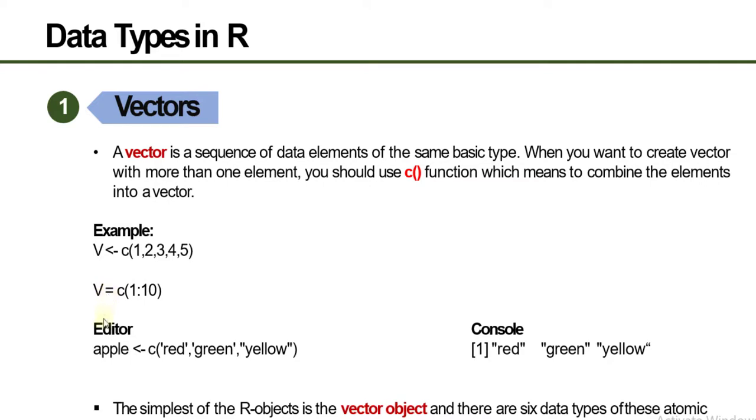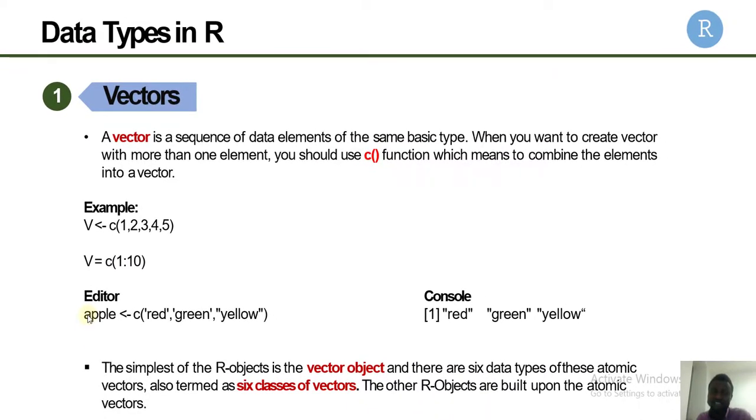Another example I have on the editor is I'm creating a variable called apple. I'm using the less than assignment operator, and I'm saying C, please combine the colors. So I'm storing the colors of the 3 types of apple I have, which are red, green, and yellow. And look at it, I am combining them using the C function, and the result will look like this. If I run apple, I would have red, green, and yellow.